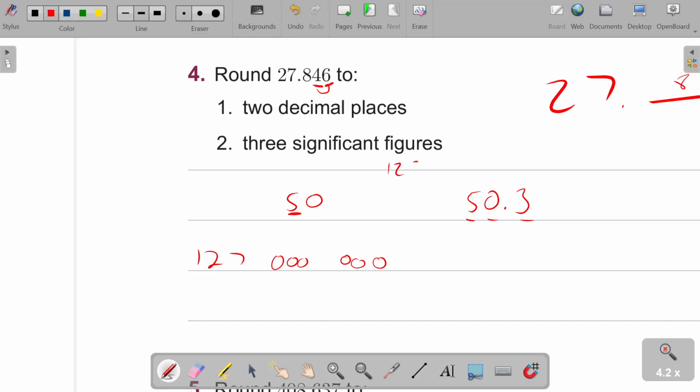Maybe it's 127,346,524, right? But I've decided to just say 127 million. So the important numbers that you worry about are these first 3 numbers. Those are going to be the significant figures. But if I said 0.3 or 0.4 or whatever, all of a sudden now it's important, because I have to specify that. 1, 2, 3, 4, 5, 6, 7, 8, 9, 10. This example has 10 significant figures.